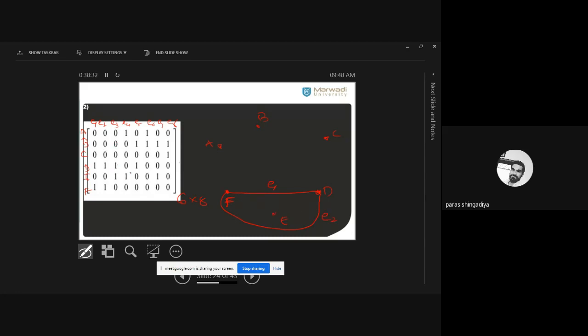Now connect D and E. That is known as E3. Then after that, E4 is between A and E. Connect A to E.